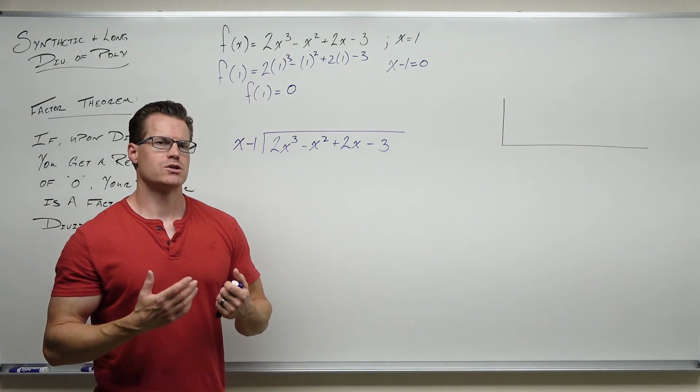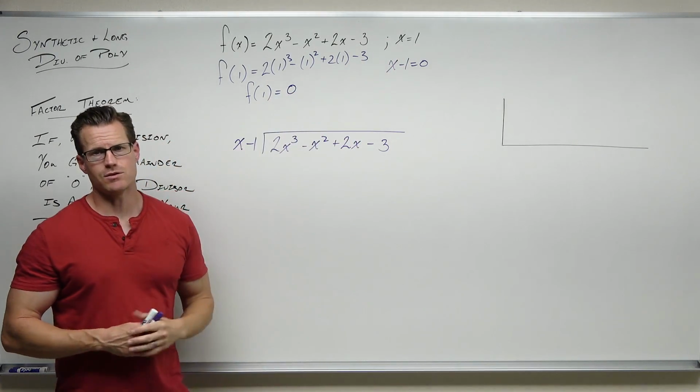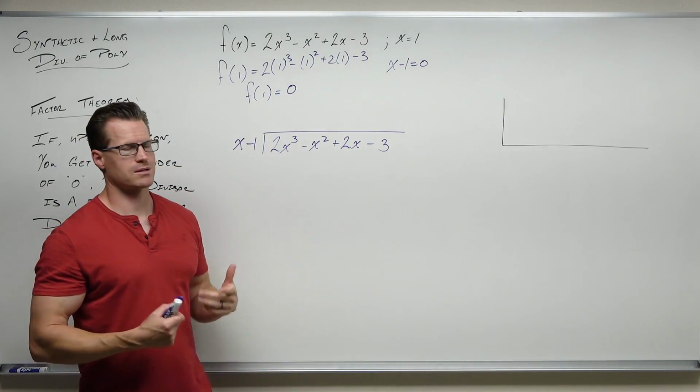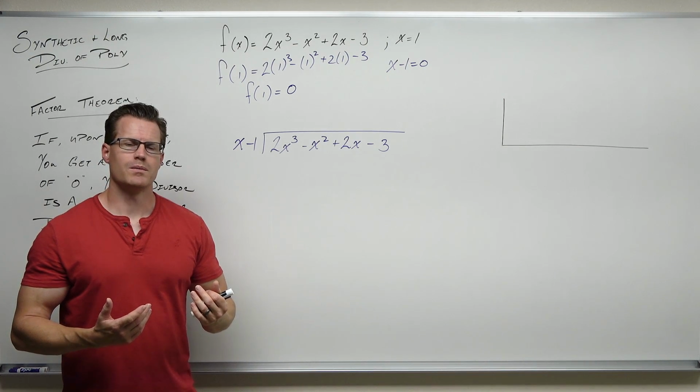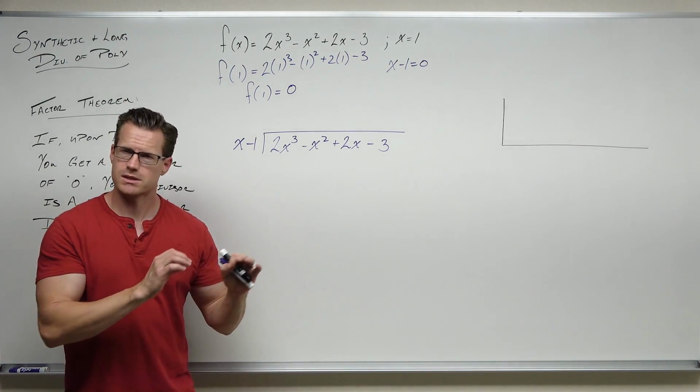That also means this. You're not going to waste your time doing long division if you check this number and it doesn't give you 0. So if you check it and you got like 7, why are you wasting your time? Because we're trying to factor polynomials.